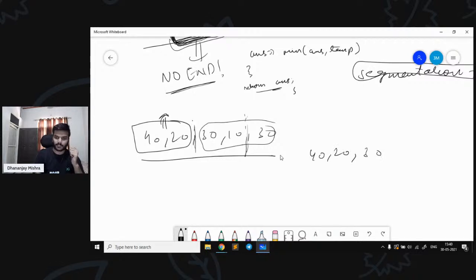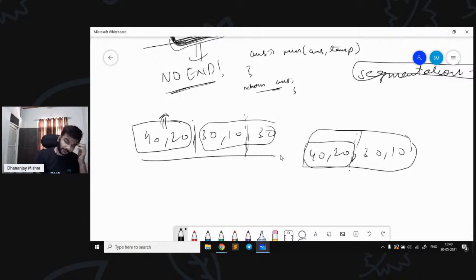40, 20, 30 and 10. Now this is again a sub matrix, or sub array, or sub problem. So I will start partitioning from here only, doing a partition at some point here. So I will get 40, 20 again. But notice that we have calculated the value for 40, 20 in the first partition itself. So why do we need to compute it again here?